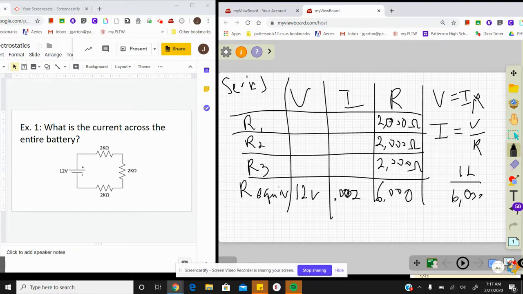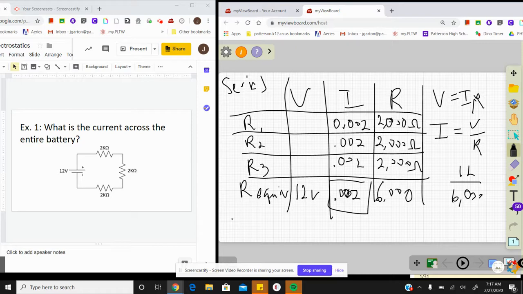So technically, I think I'm done because it asks what's the current across the entire battery. So across the entire battery, we're looking at the total. I now know what that is, but for the sake of practicing, I want you to fill in the rest of the table, which we can do because in series, I know that all my currents are the same. So once I've found one current, I can fill in the rest, 0.002, 0.002, 0.002.